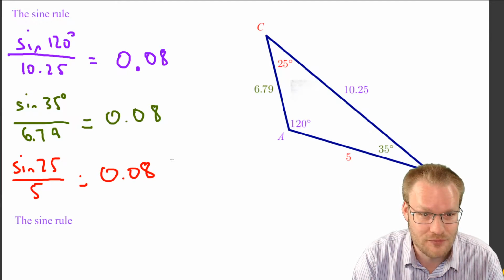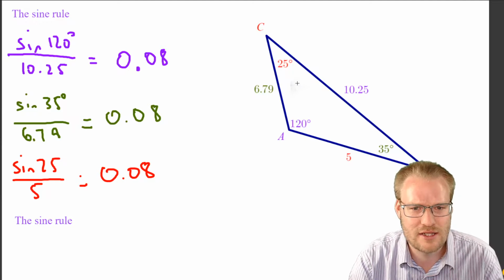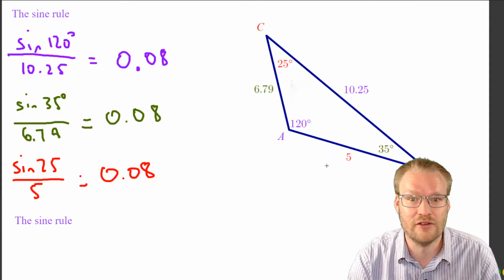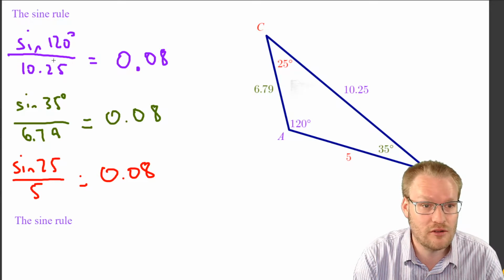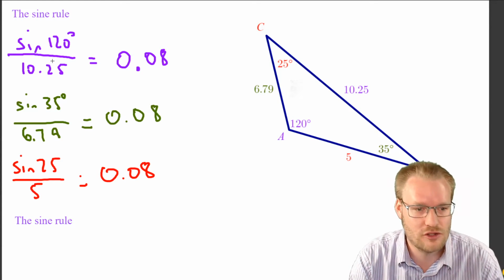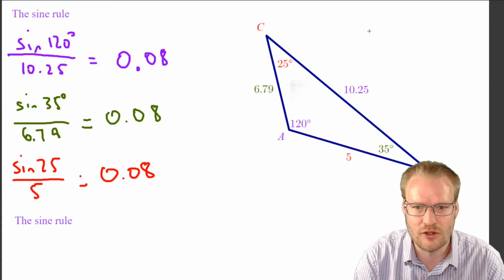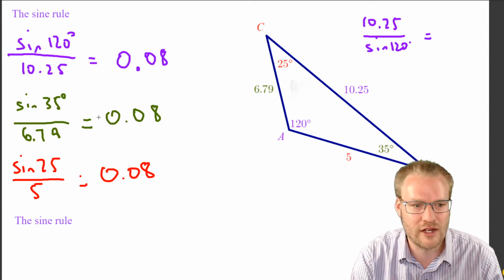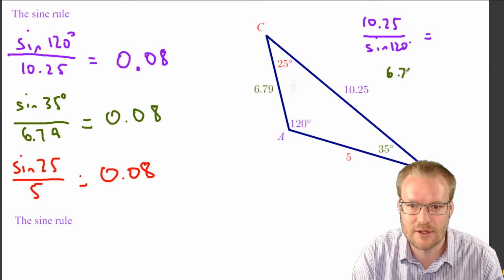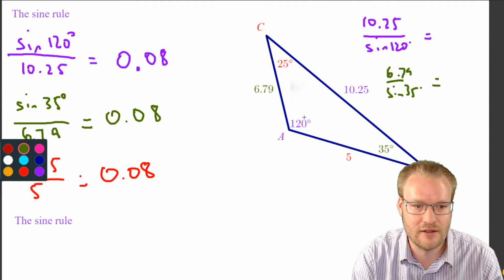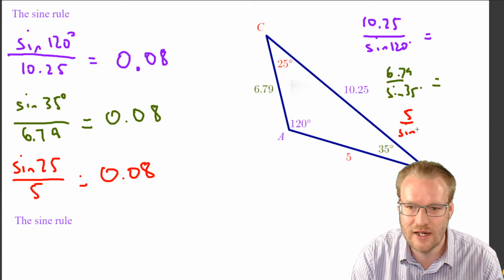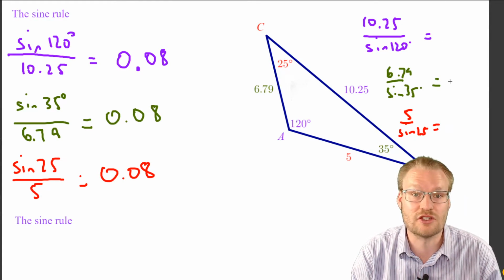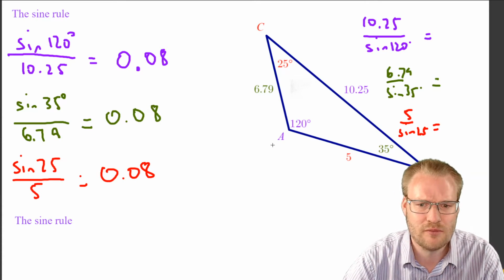Okay, 0,08. So the idea here is that if we take the sine of an angle divided by the opposite side, we'll always get the same thing. And the opposite is true. If we turn that around, 10,25 over sine of 120 is the same as 6,79 divided by sine 35, and finally 5 over sine 25. Each of those is going to be the same, but let's not belabor the point.